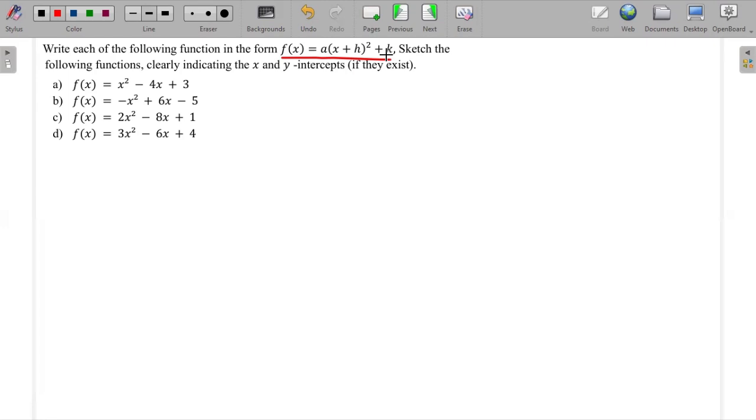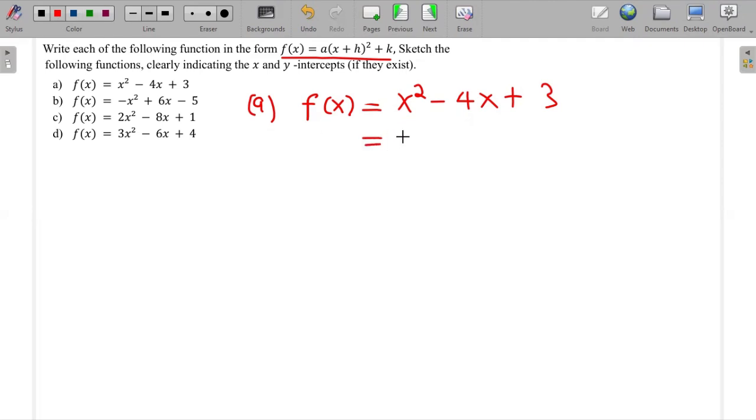But what we're doing is the exact same thing. So let's start with the first one. On A there, we have f of x is equal to x squared minus 4x plus 3. Okay, so I said before you complete the square, you always check the coefficient of x squared to be what? A positive 1. So we see here it's positive 1. So we are good to go.